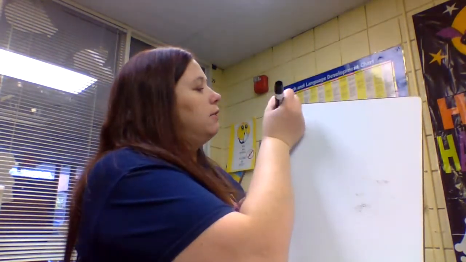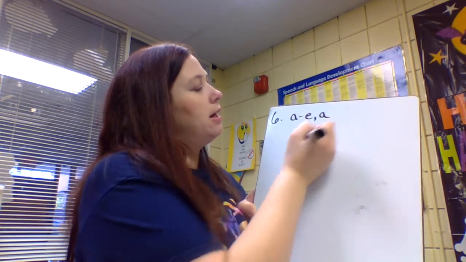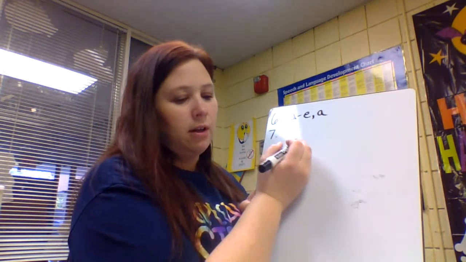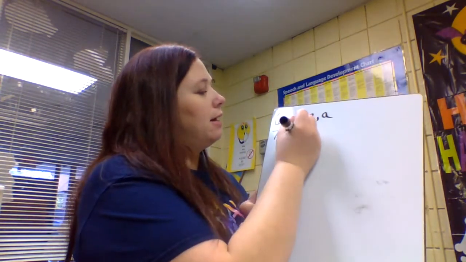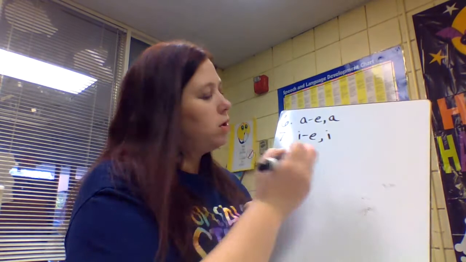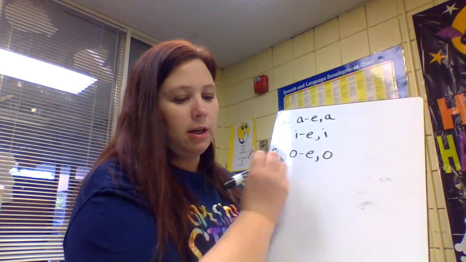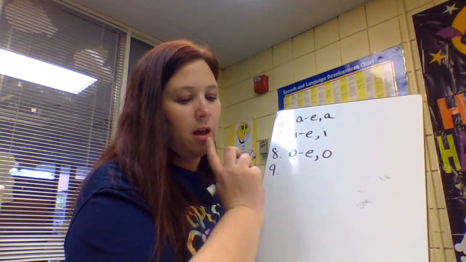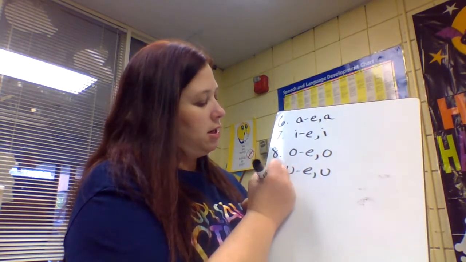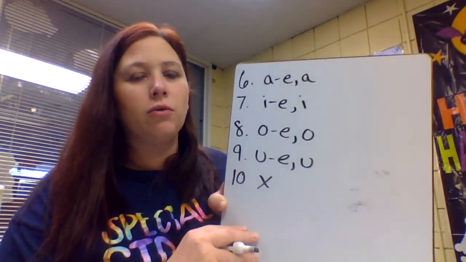Number 6, let's do A. That's A consonant E, comma, A. Number 7, I. I consonant E, comma, I. Number 8, O. O consonant E, comma, O. Number 9, U. U consonant E, comma, U. And number 10, X. That is X. Make sure you get those written down if you don't have them.